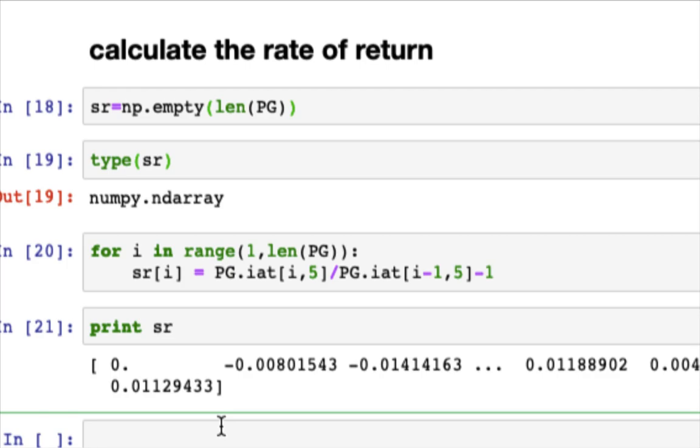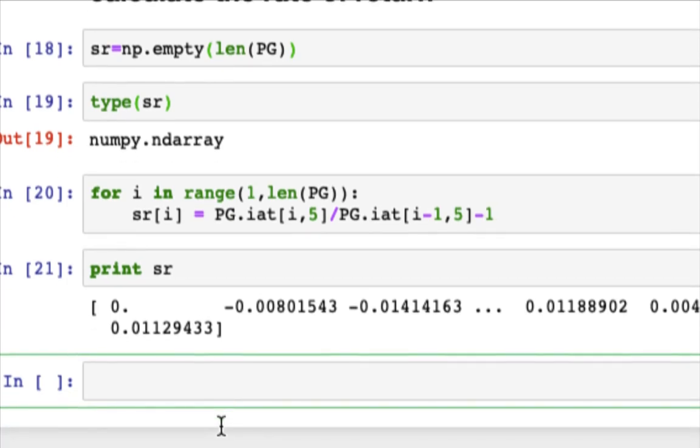There is, however, another way to calculate the rate of return, which is much more efficient, faster, and easier to write than a for loop. We use vectorization.